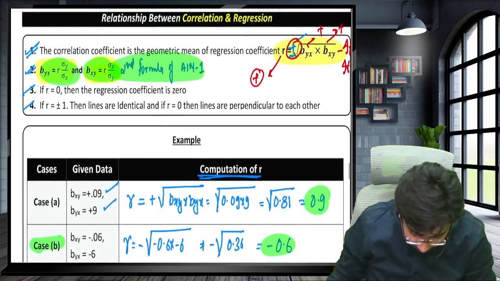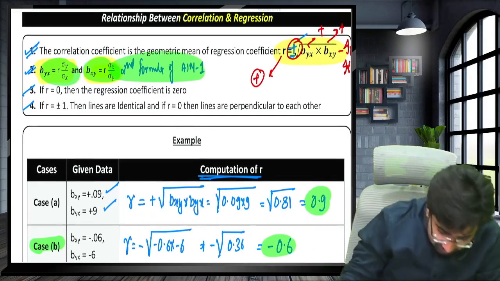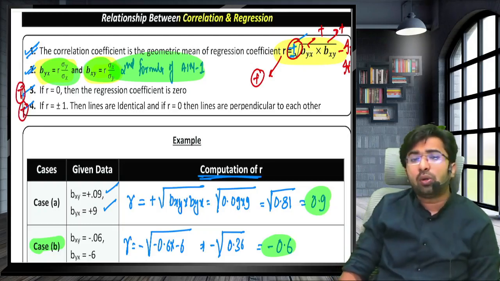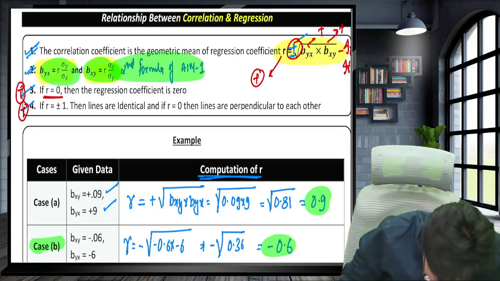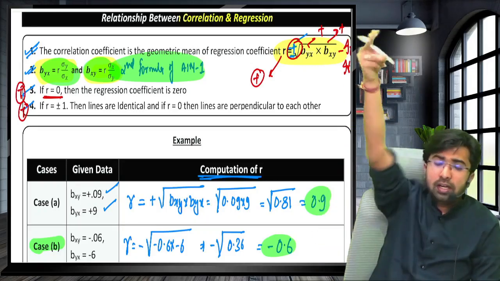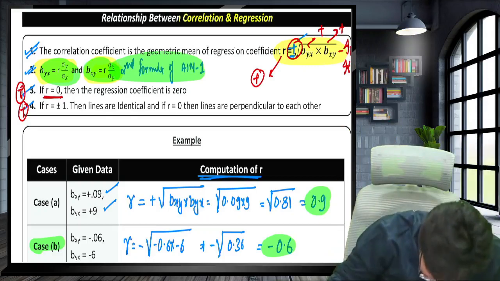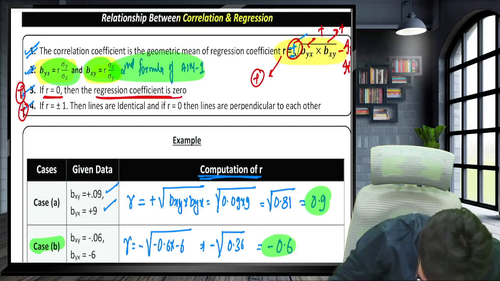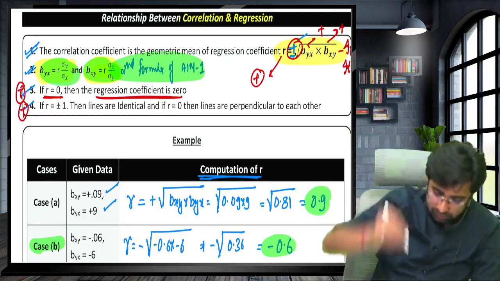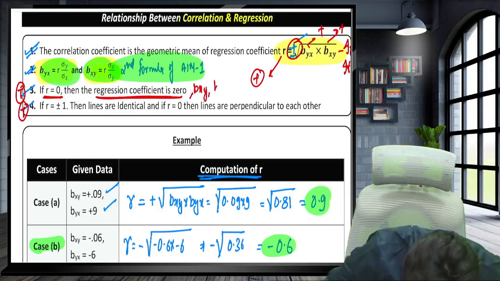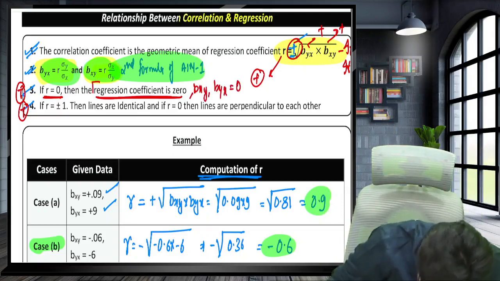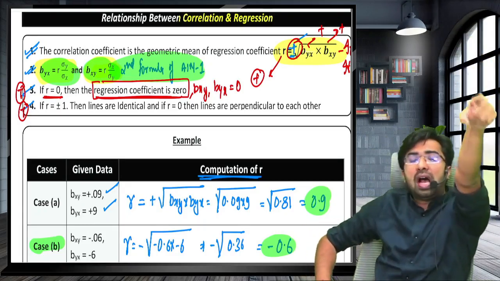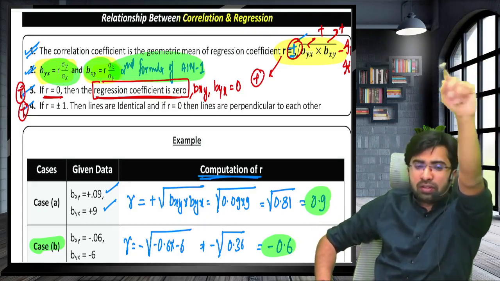After that, two points are remaining. Let's discuss the two theory points. This is the theory part. They will ask direct questions from these two theory parts. If r is equal to 0, where r is the correlation coefficient, this means that the regression coefficient is 0. If r is 0, then bx on y and by on x are also 0. If the correlation coefficient is 0, then the regression coefficients are also 0.